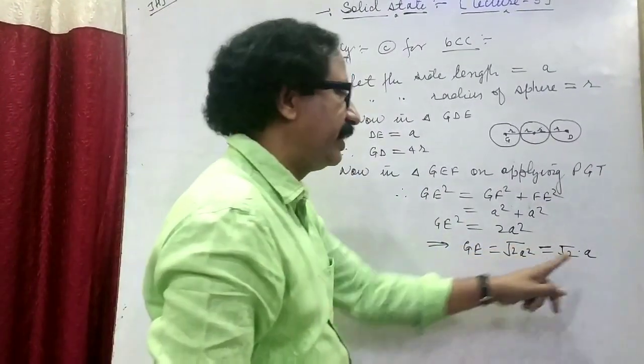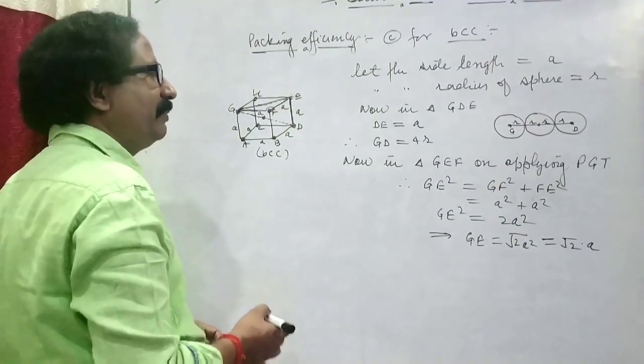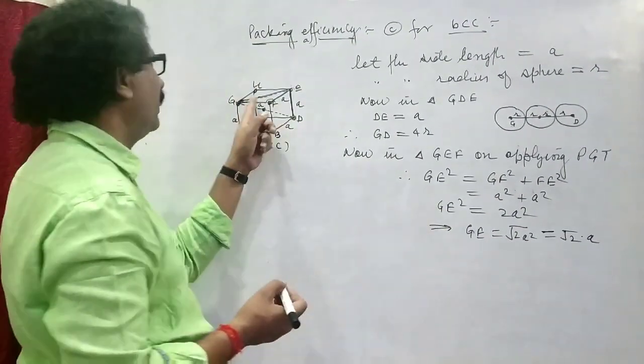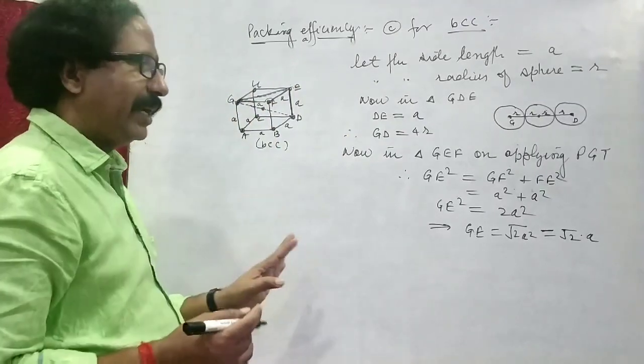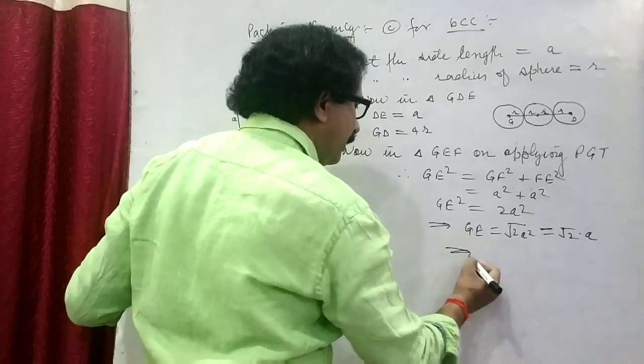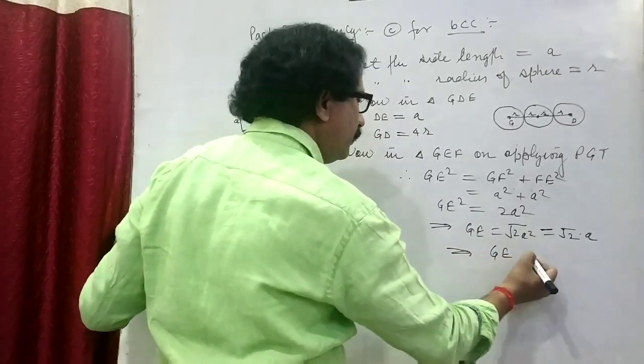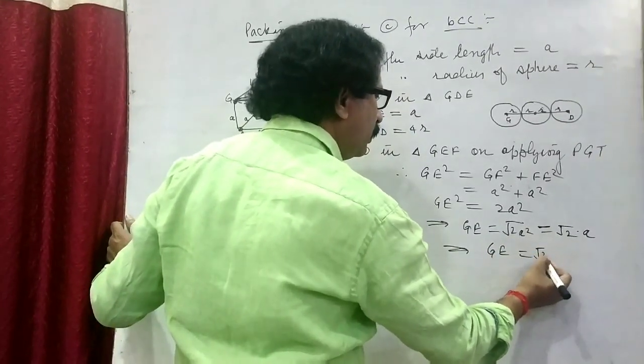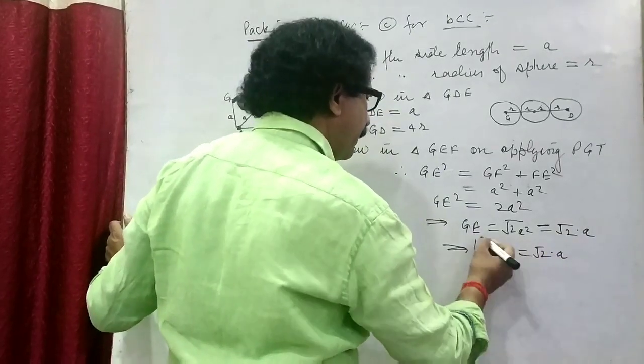A बाहर हो जाएगा root के. Okay? This is the value of GE. Everybody come to here. We have to find out the value of GE, which implies GE is equal to root 2 into A.